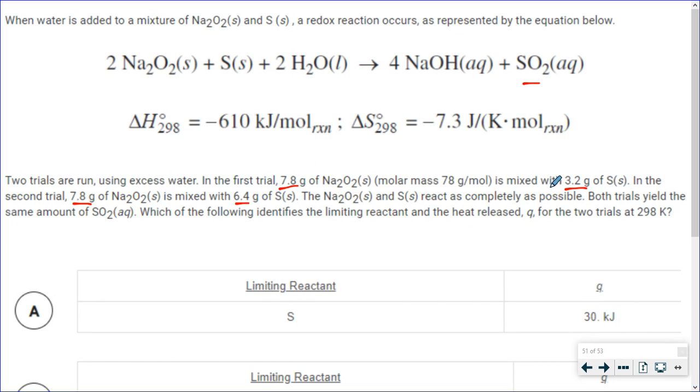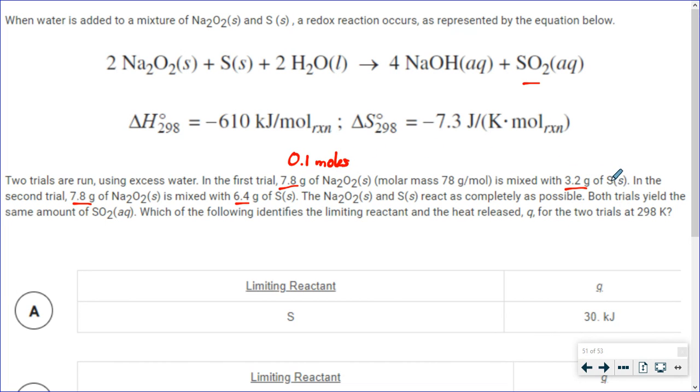I want to figure out what runs out here first. So the limiting reactant is going to be the first step of this problem. If we have 78 grams per mole and we have 7.8 grams, this is 0.1 moles of Na2O2.